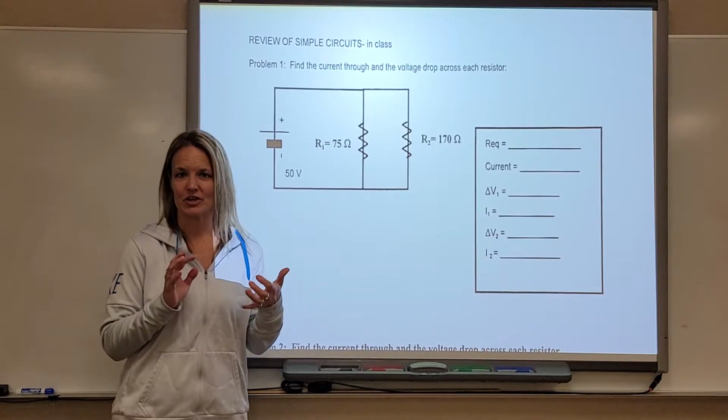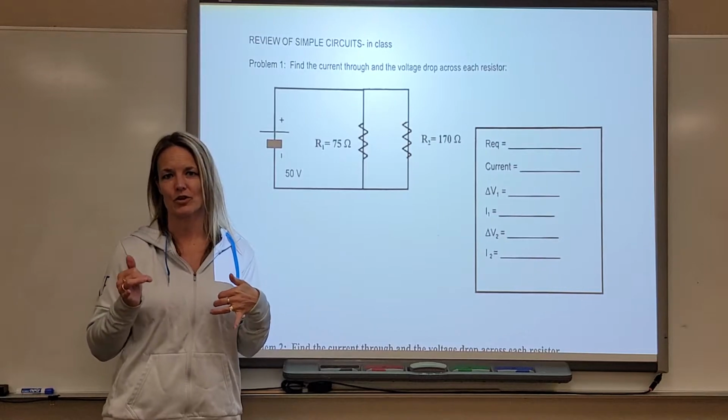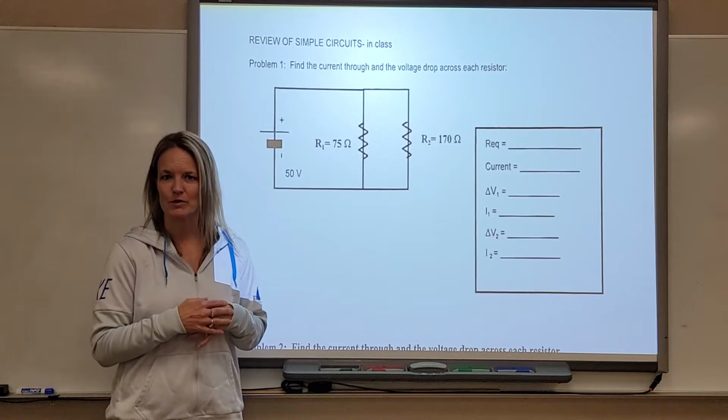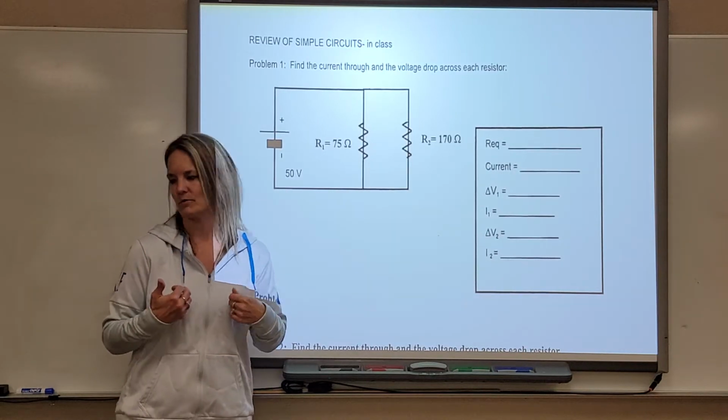So quick refresher, a series circuit is one where there's only one way through, there's only one path for the current to flow. A parallel circuit is one in which there are multiple paths. There's more than one way for the current to follow.